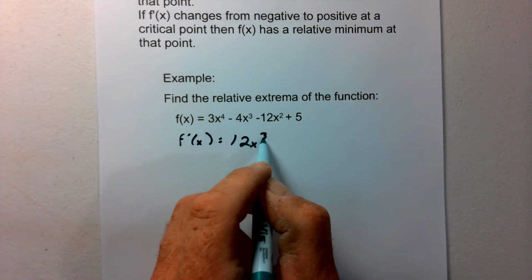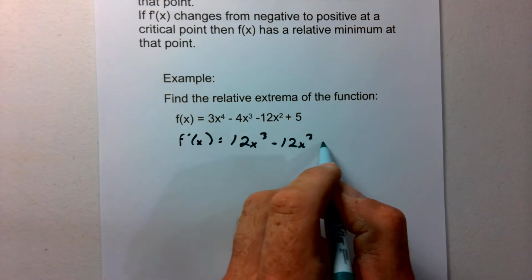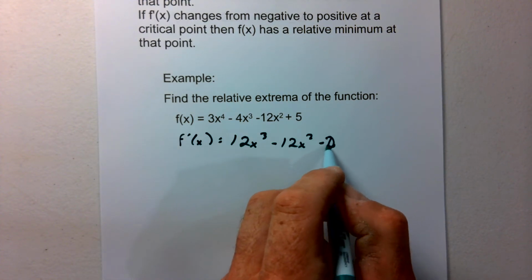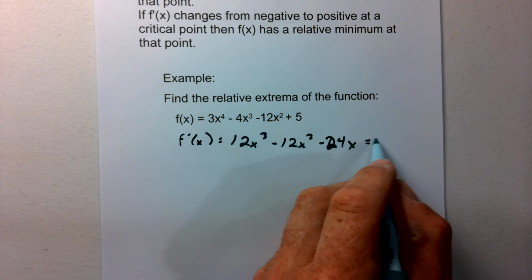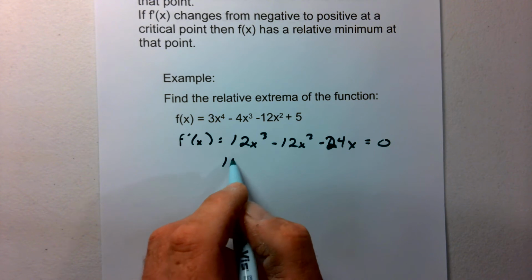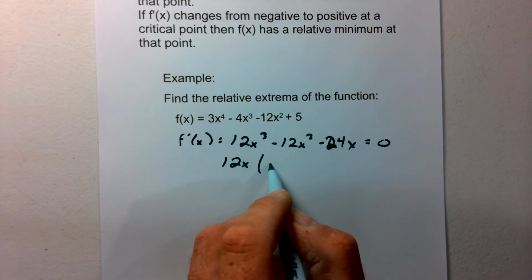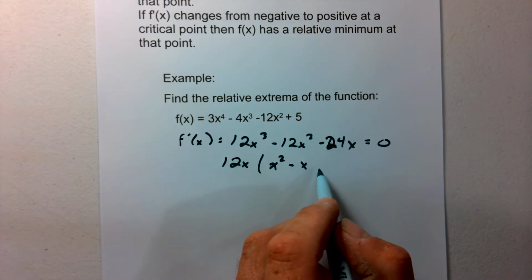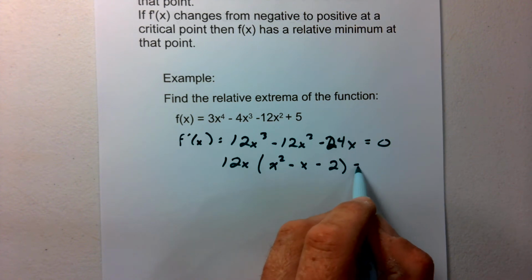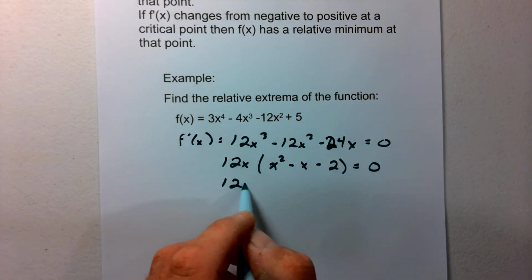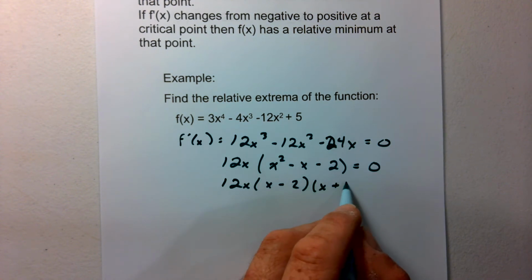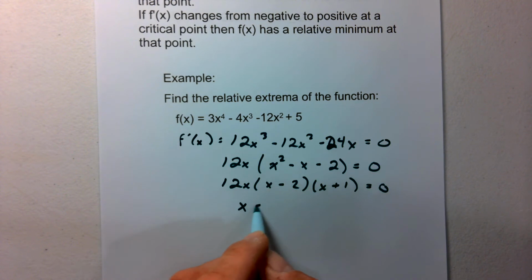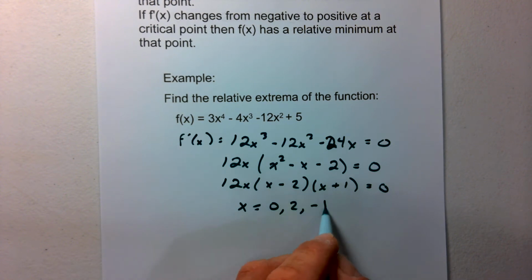So that gives us 12x to the third minus 12x squared minus 24x. We're going to go ahead and set that equal to 0. We're going to factor out 12x, so we're going to end up with x squared minus x minus 2 equal to 0. We can go ahead and factor that into x minus 2 and x plus 1. Set that equal to 0. So x is going to equal 0, 2, and negative 1. So these are my critical values.